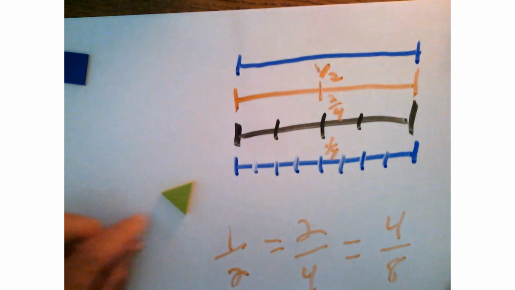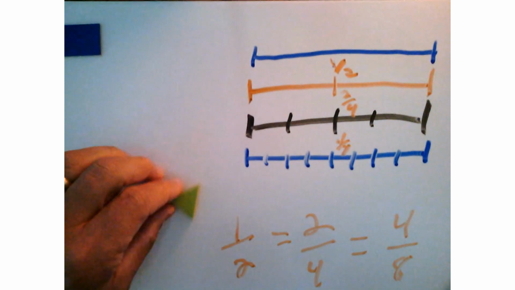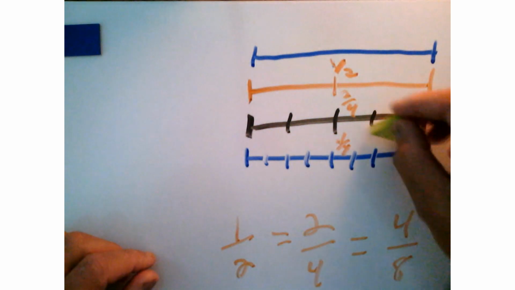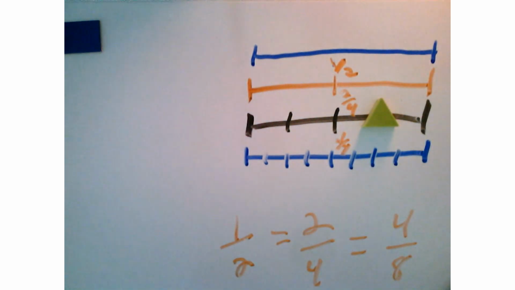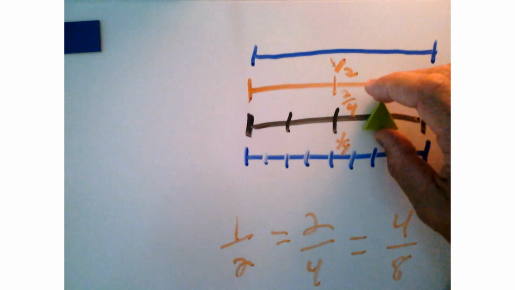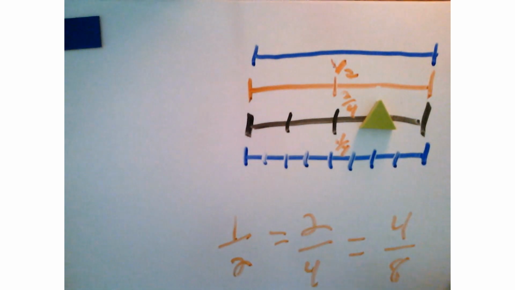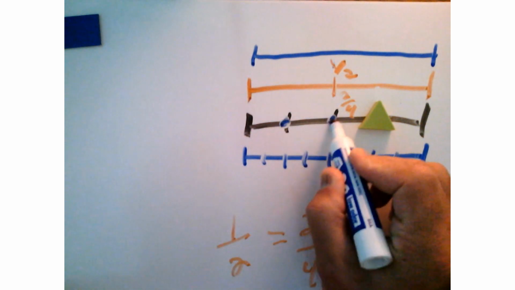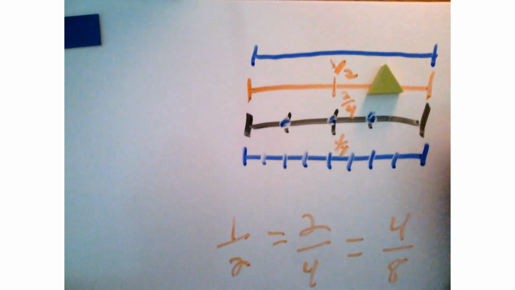Now I can ask some questions based on this number line. If I took this green equilateral triangle and put it right here, I could ask, what fourth is the green equilateral triangle on? All I would have to do is count. Here's 1/4, 2/4. Oh, that green equilateral triangle is on the 3/4 line.